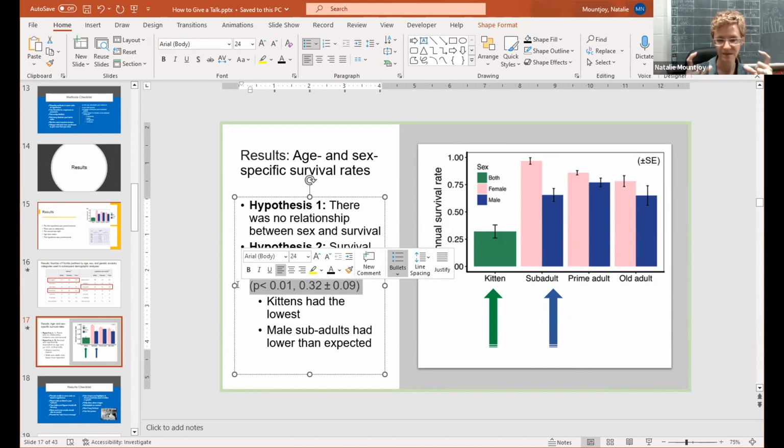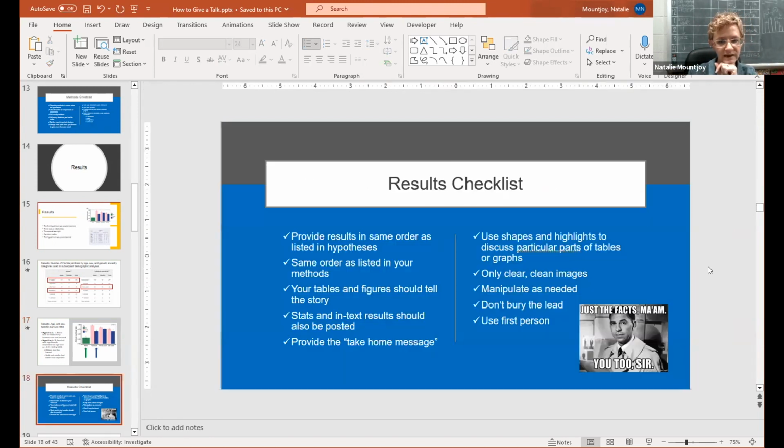All of that stuff. There's going to be a standard format that your statistical test belongs in. So make sure you do that. The order does matter when it comes to those things. So make sure you know the right way to include it in your PowerPoint. Provide the take-home message on these slides.